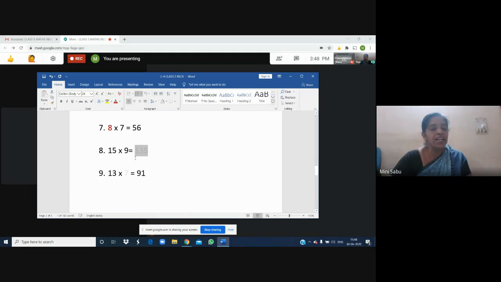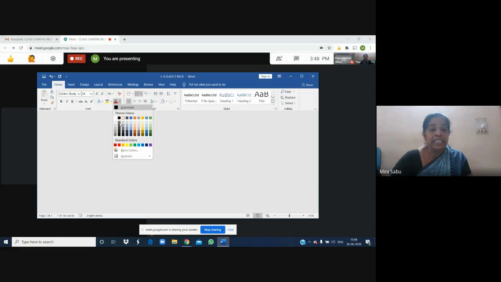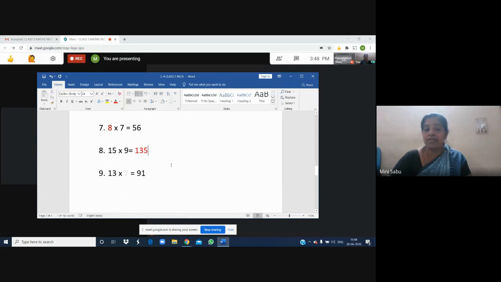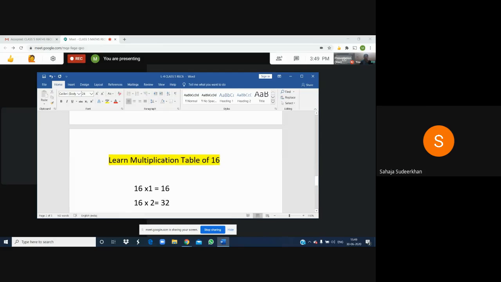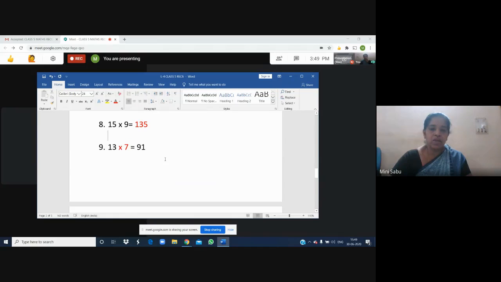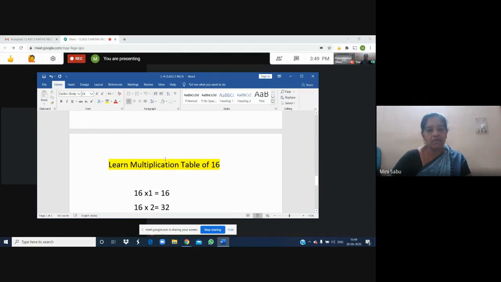Then what is 15 9s are? Because in class you used to say the reverse table also. 15 9s are 135. Okay. Then next question, 13 into dash is equal to 91. Okay, children, can you say 13 7s are 91? Okay. This was just revision. If you forgot the table during vacation, you have to learn again.